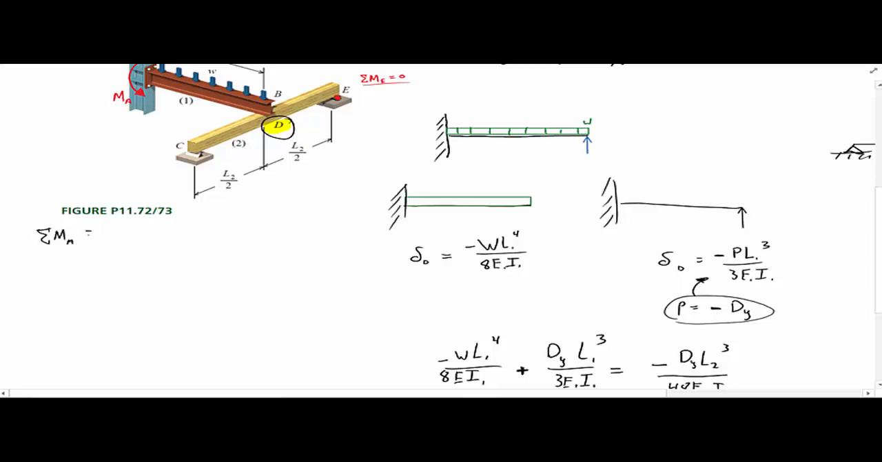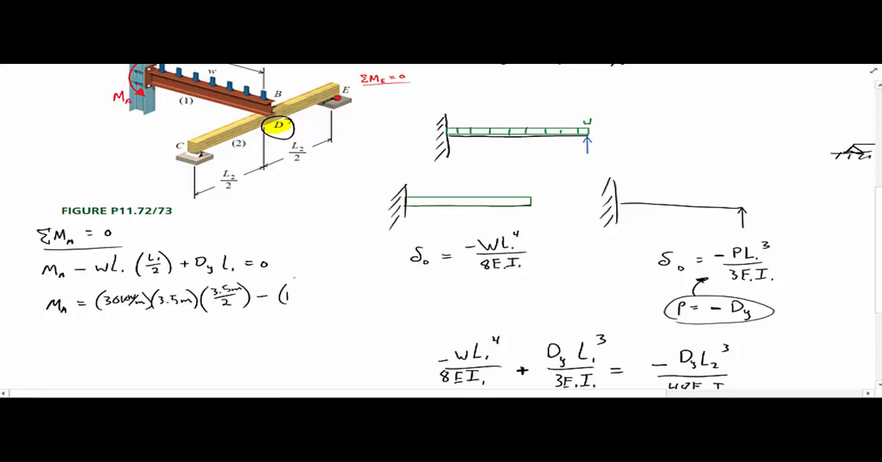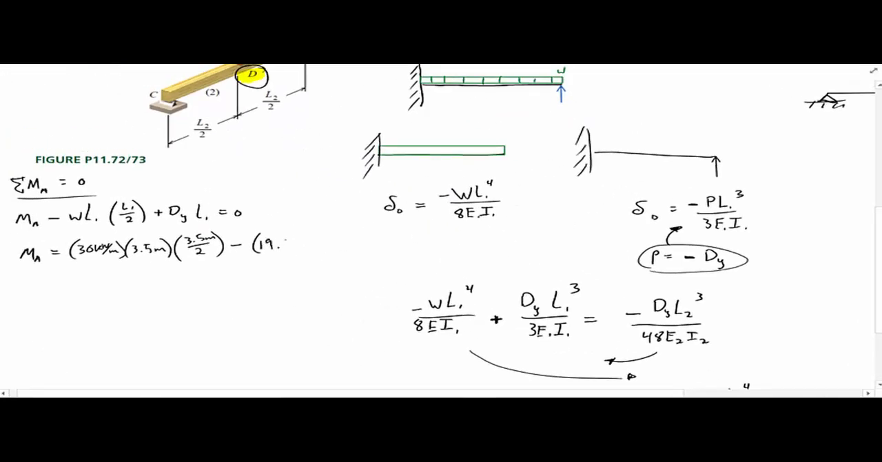Sum the moments at A equals 0, and then that'll be M sub A, and then minus, we'll leave it all in variable form for now, L sub 1 times L sub 1 over 2, plus D sub y, which we've already found, multiplied by L sub 1, and all that equals 0, okay? And then M sub A, the moment at A, equals our 30 kilonewtons per meter multiplied by the distance, which is 3.5 meters. And then that's acting halfway along the member, so that's going to be over 2. And then minus d sub y, which was 19.6613 kilonewtons. And the length is 3.5 meters.